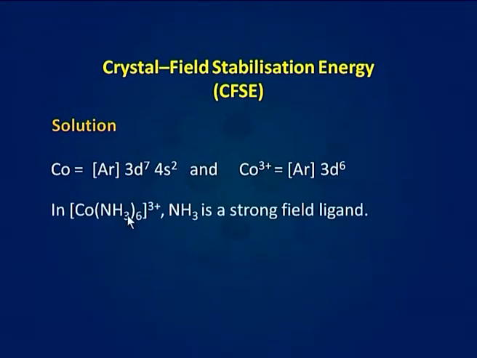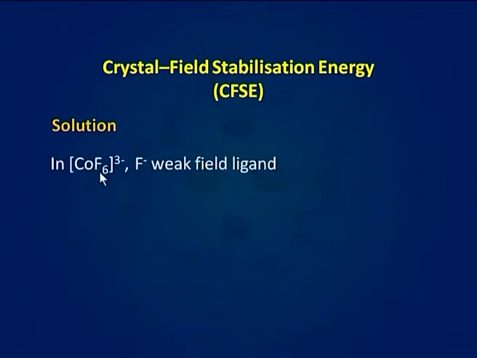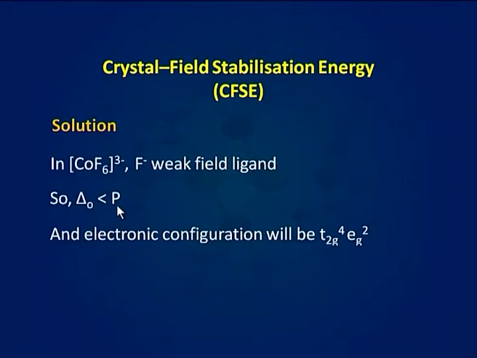In [Co(NH3)6]3+, NH3 is a strong field ligand. So, delta O will be greater than P and pairing of electrons will take place, and electronic configuration is t2g6. In [CoF6]3-, F- is a weak field ligand. So, delta O is less than P and electronic configuration will be t2g4 eg2.